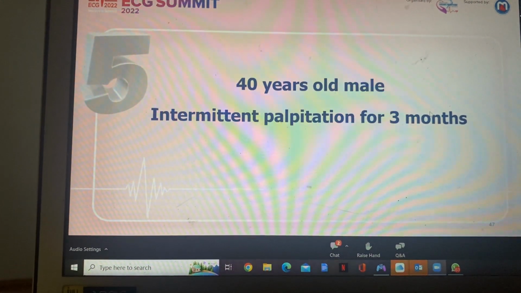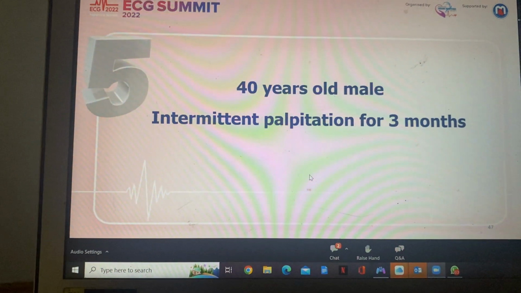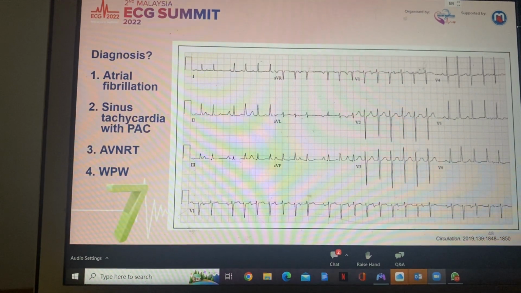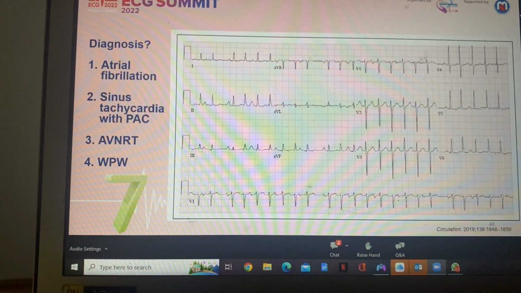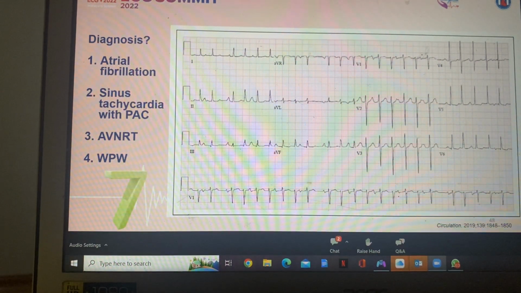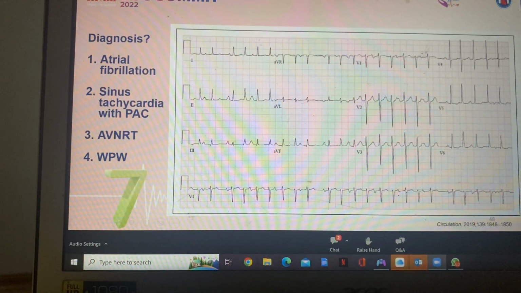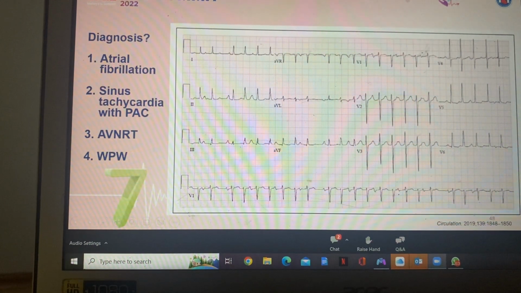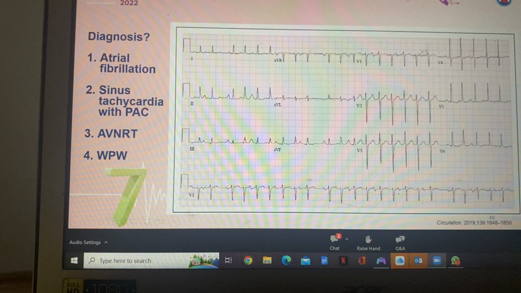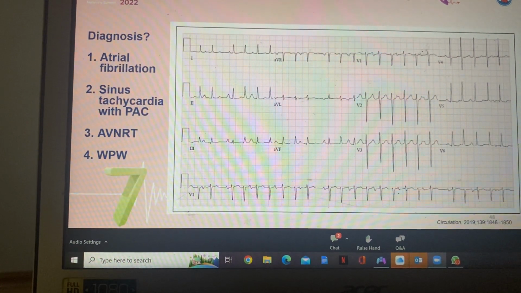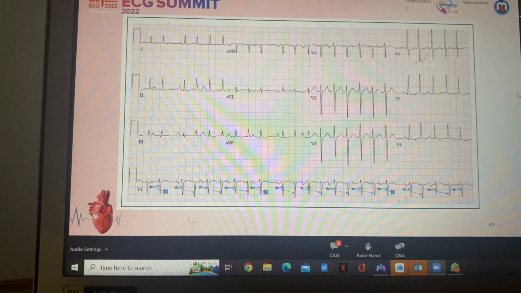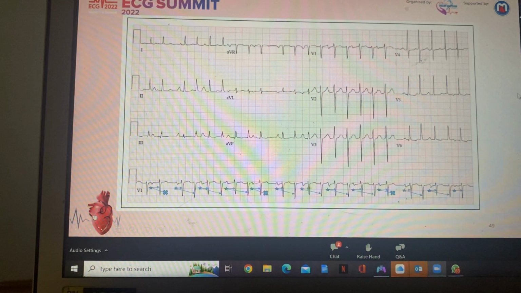The last case: a 40 years old gentleman, intermittent palpitation for 3 months. So what is your diagnosis? Not necessarily launching the poll, but this one I just want to show you another very rare disease. AF, sinus tachycardia with PAC, AVNRT, Wolff-Parkinson-White. Okay, this one I have taken, I think, from Circulation.